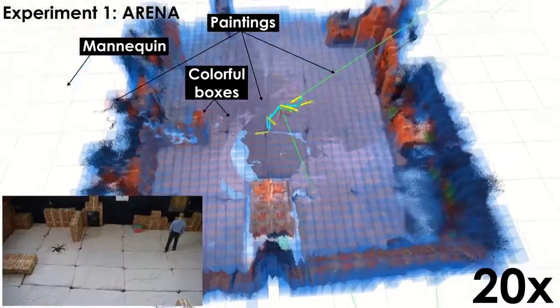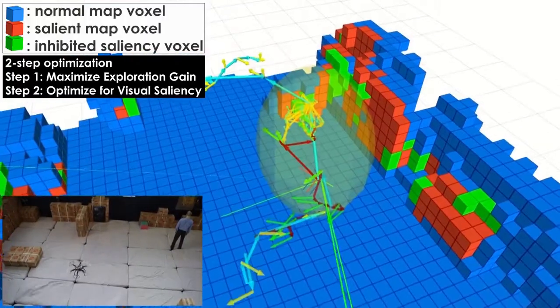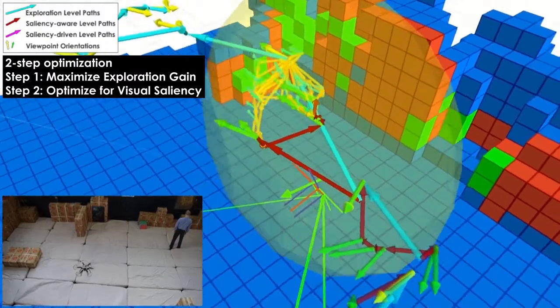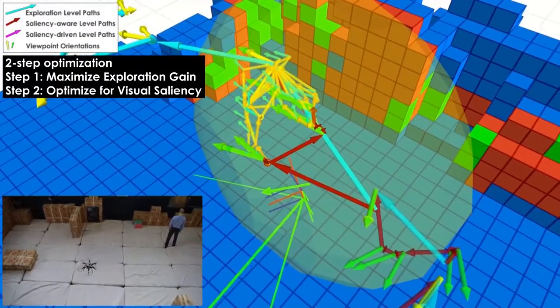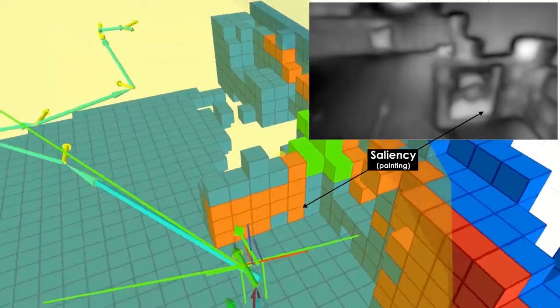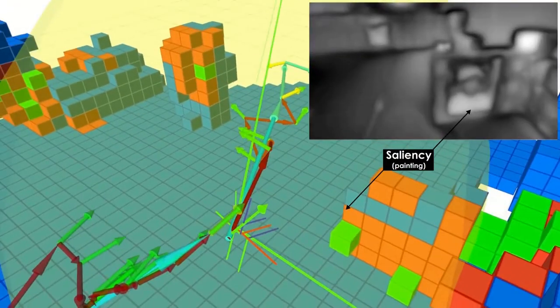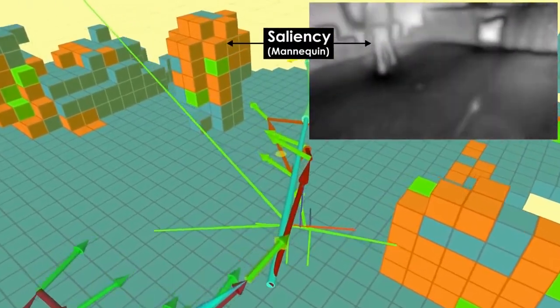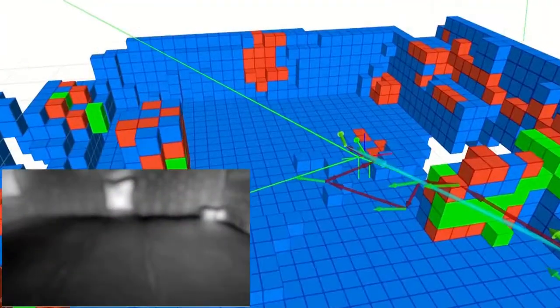The first environment considered in this paper refers to an unknown indoor environment decorated by paintings, colorful boxes, and a mannequin to represent visually salient objects. The robot follows the proposed path planning algorithm to explore the space, and as shown in the final saliency annotated map, all visually salient objects were captured.